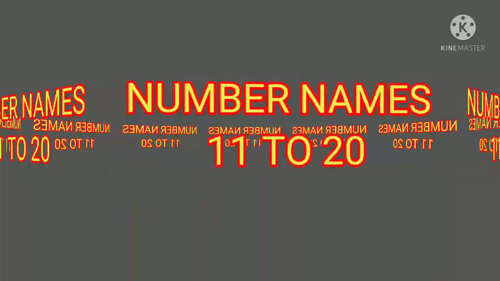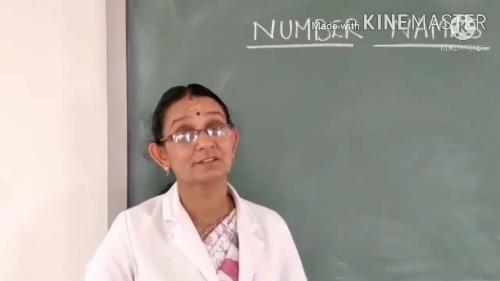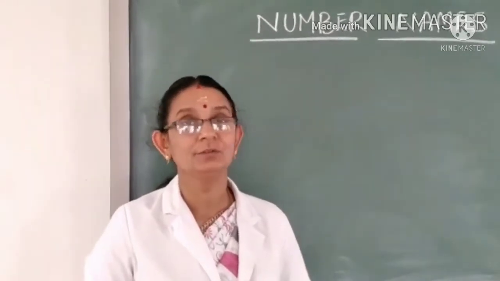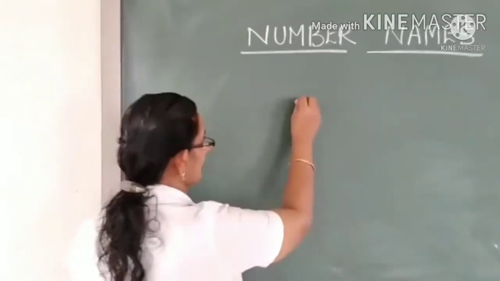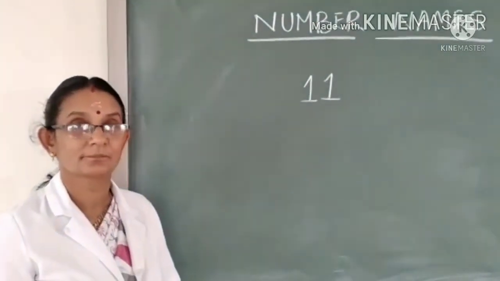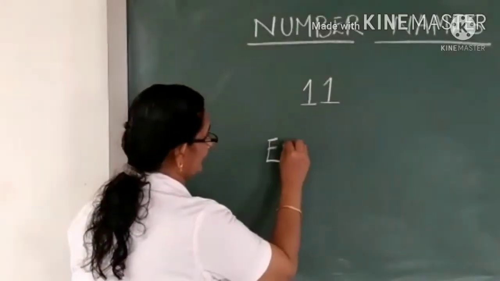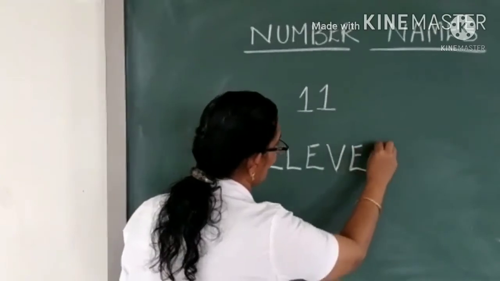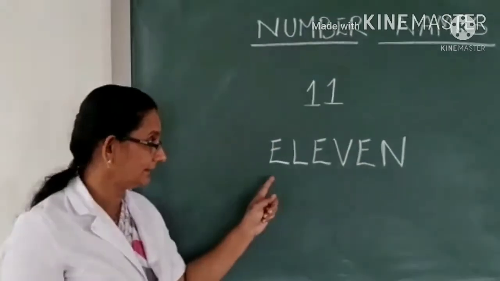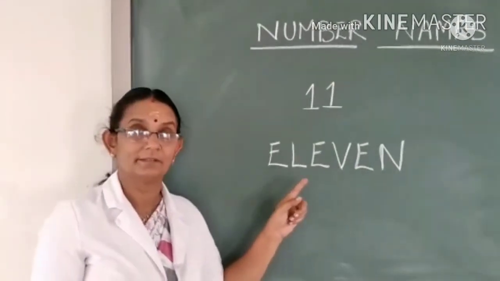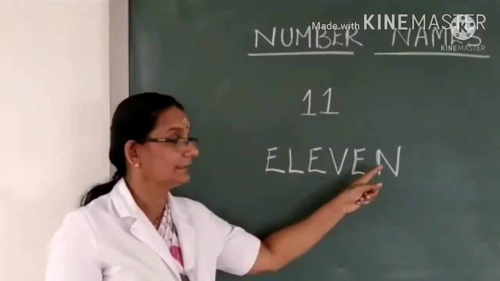Number names from 11 to 20. What are number names? Yes, the spellings of the numbers. So we will learn the number names from 11 to 20. First number is 11. What is the spelling of 11? Yes, E, L, E, V, E, N. So the spelling of 11 is E, L, E, V, E, N.